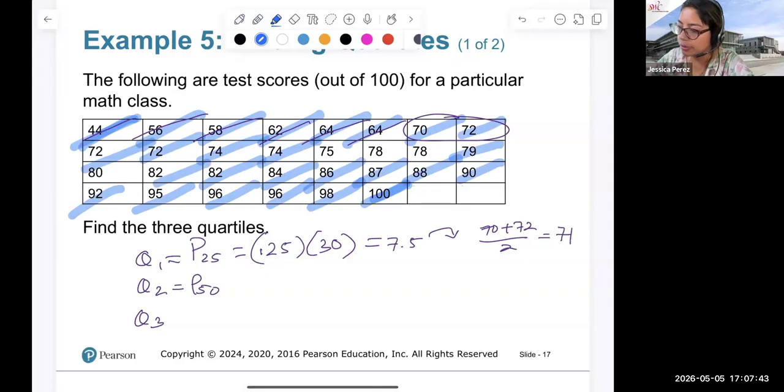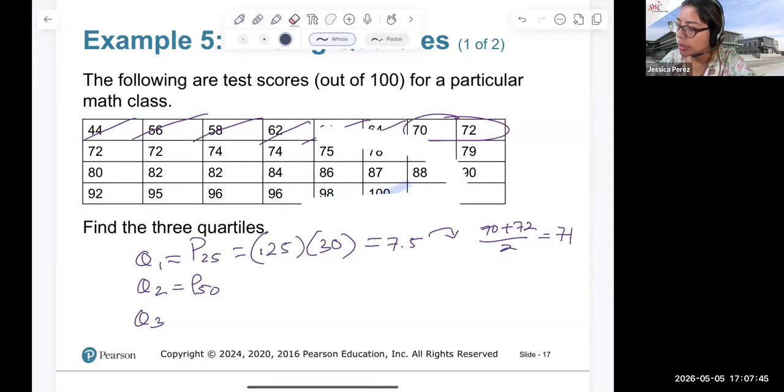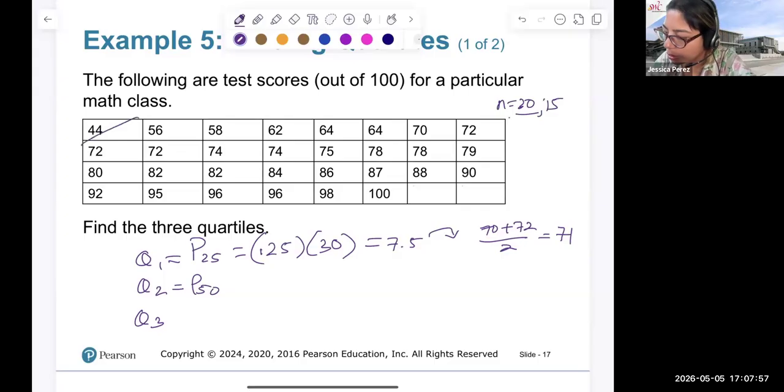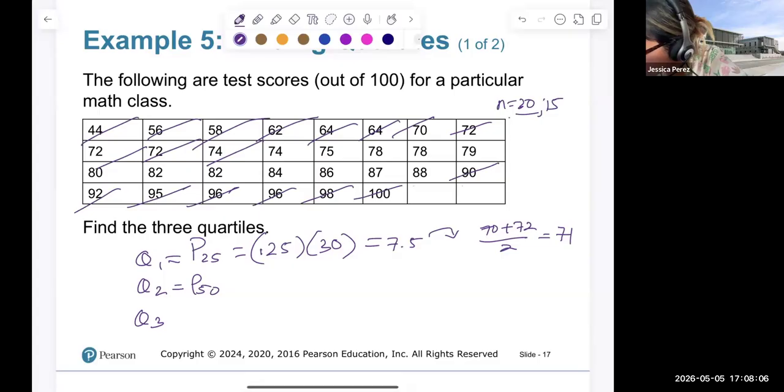So when we start finding the median, right? We have n to be 30. So if we're looking for half of 30, in this case, it would be like the 15th. So 1, 2, 3, 4, 5, 6, 7, 8, 9, 10, 11. And then we say cross, cross, cross, cross, cross, cross.